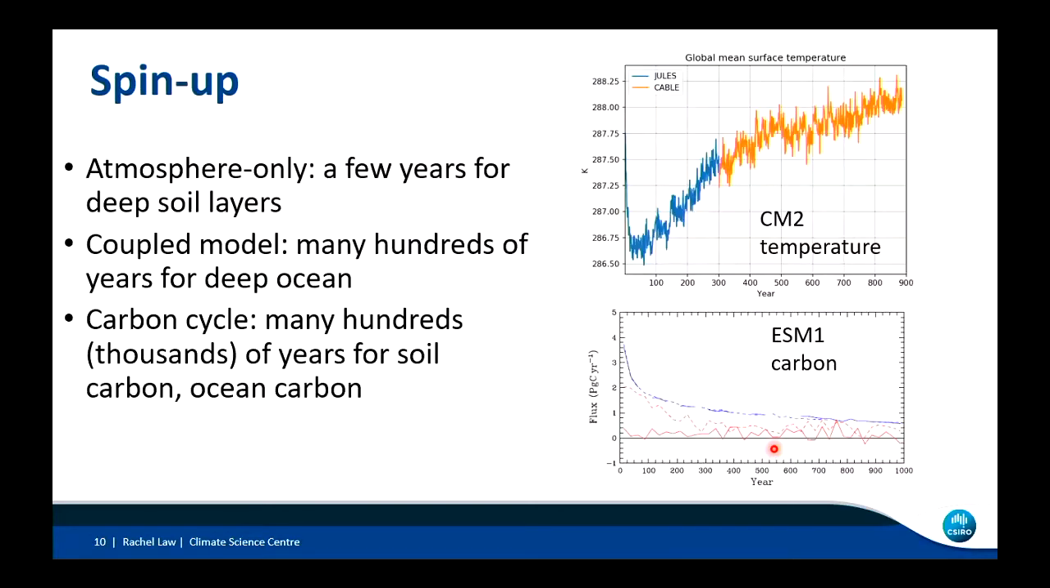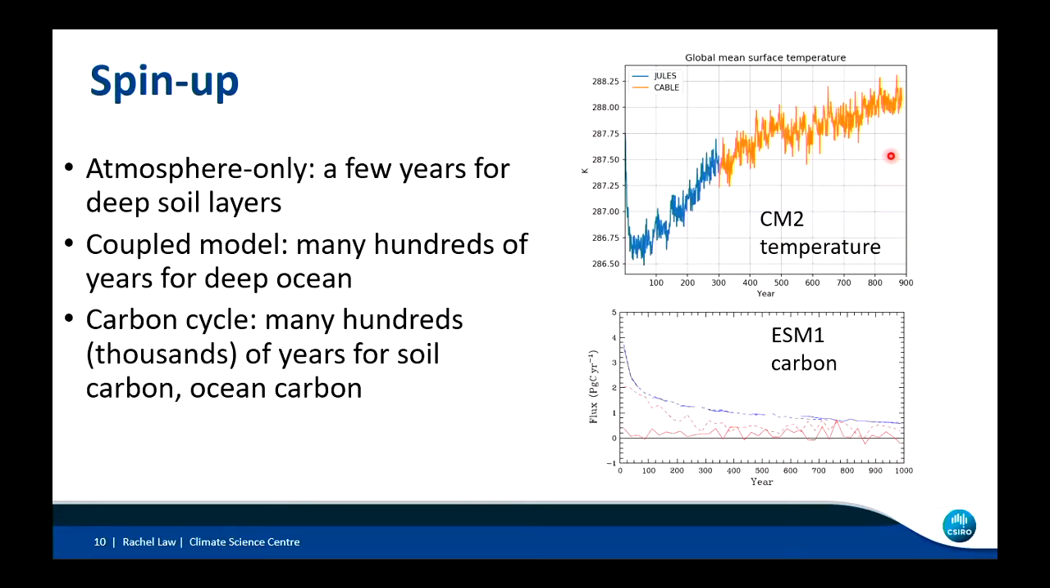We also talked a bit about models taking a while to spin up, getting them to equilibrium. If you're running atmosphere only, you probably only need a few years because it's really just the deep soil layers that are going to slow you down. If you've got a coupled model with an ocean, it's many hundreds of years, particularly for the deep ocean. That top right-hand plot is temperature. You can see it's started up here, probably initialized to some kind of present-day conditions. It has a really fast coupling shock, and then a very slow recovery after that.